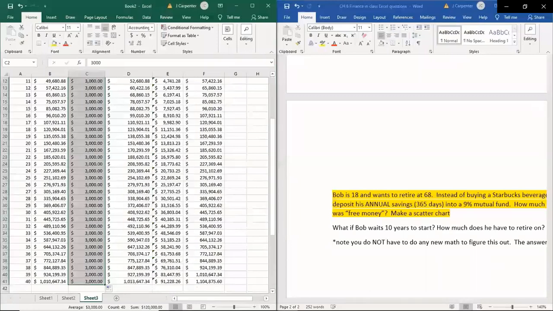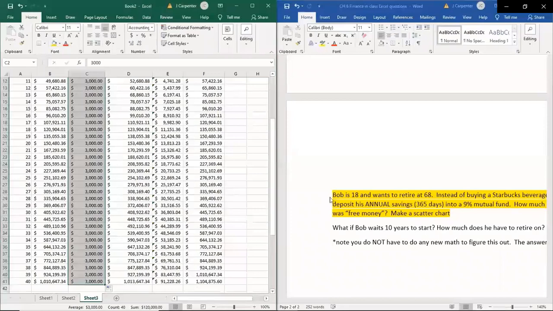How much is that a day? So 3,000 divided by 365. That's $8.21 a day. So if you wait 10 years, instead of putting away $3.50 every day, you've got to put $8.22 every day. That is 130% more money. That's 230% of what you originally deposited because you waited 10 years. You have to more than double your deposit.